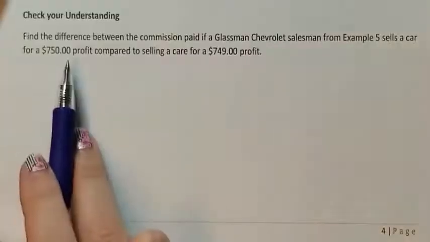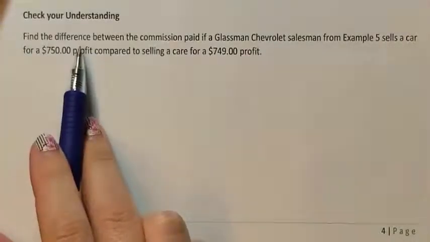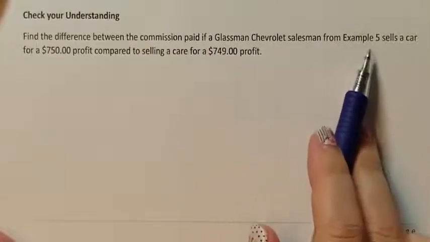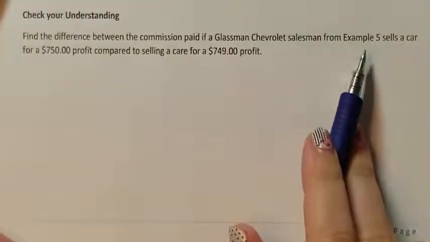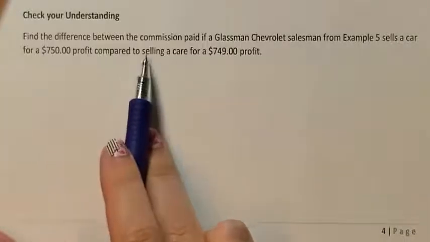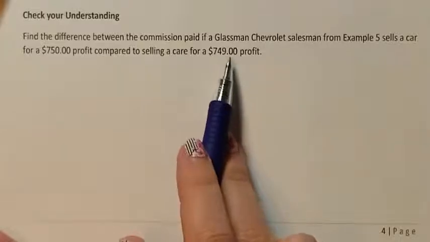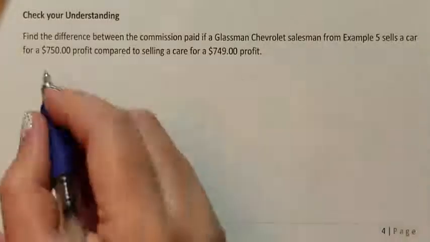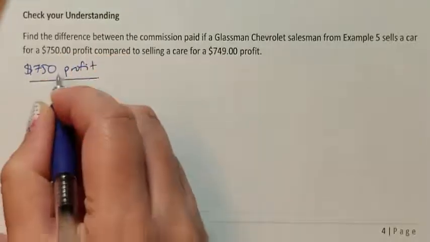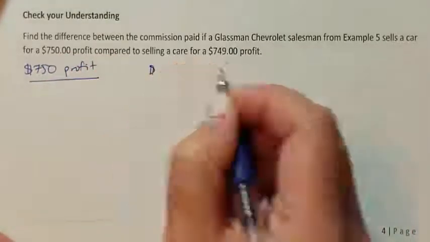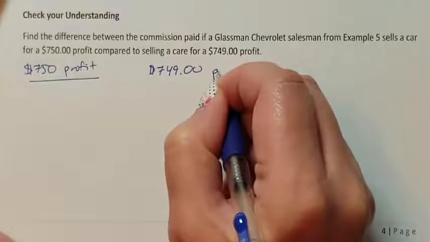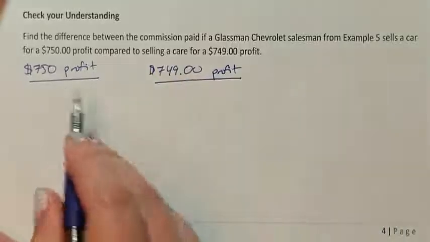Let's go ahead and check for understanding. Find the difference between the commission paid if the Glassman Chevrolet salesman from example 5, the piecewise function we just did, sells a car for $750 profit compared to selling the car for $749 profit. So let's pretend that you had a $750 profit, figure it out, and then let's figure out we had a $749 profit, and then let's figure out what the commission is on these two.